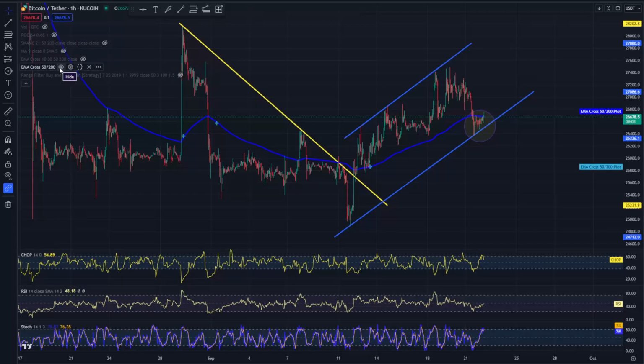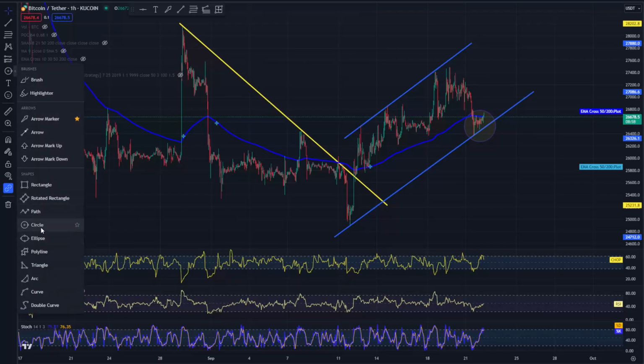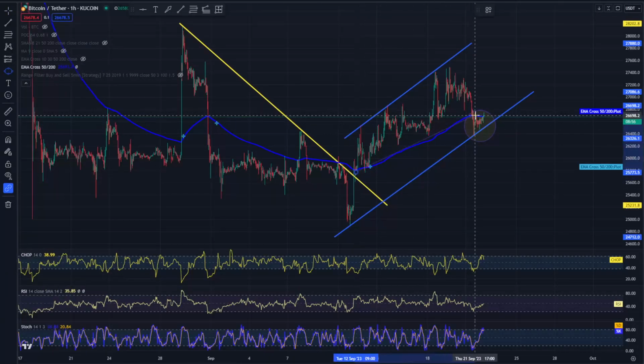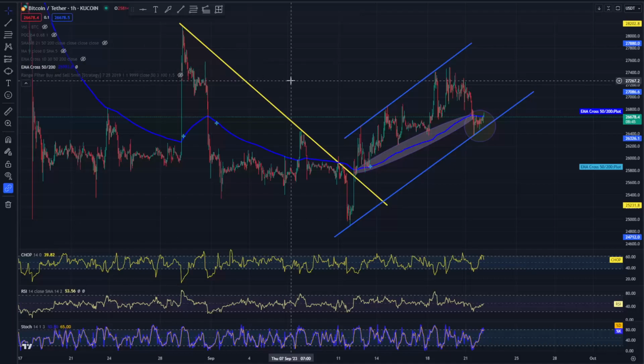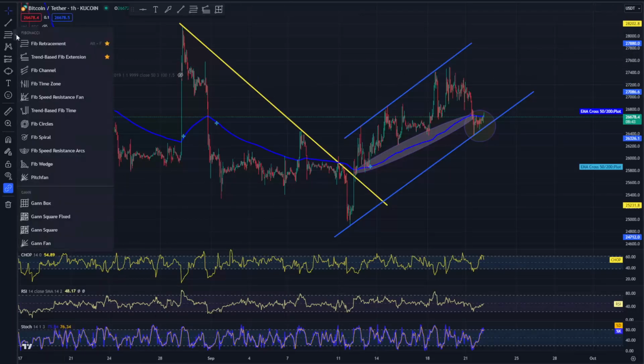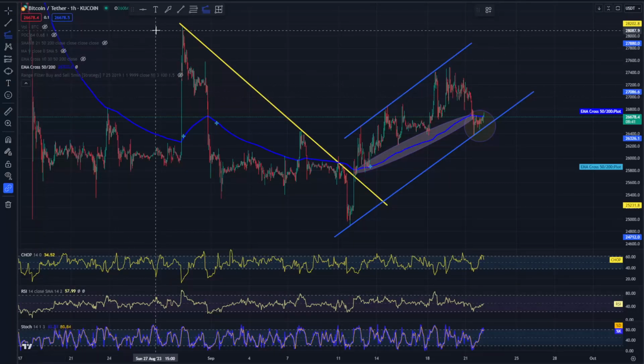When we turn on the EMA cross 200, we can see a drop below the blue moving average line 200, with which the price is currently struggling to stay in the upward trend. Going further, we will check support areas for the price when the correction begins to deepen.